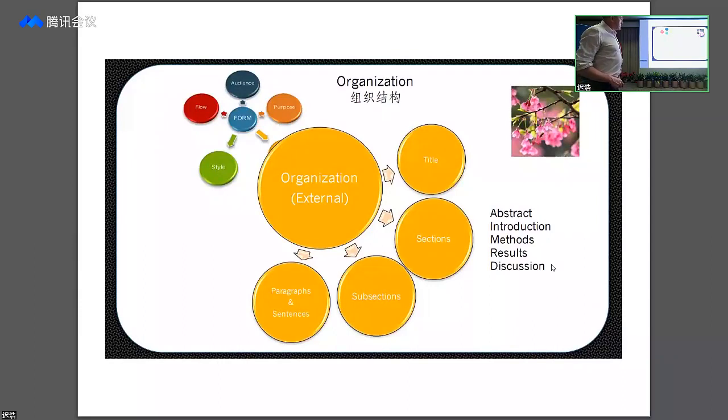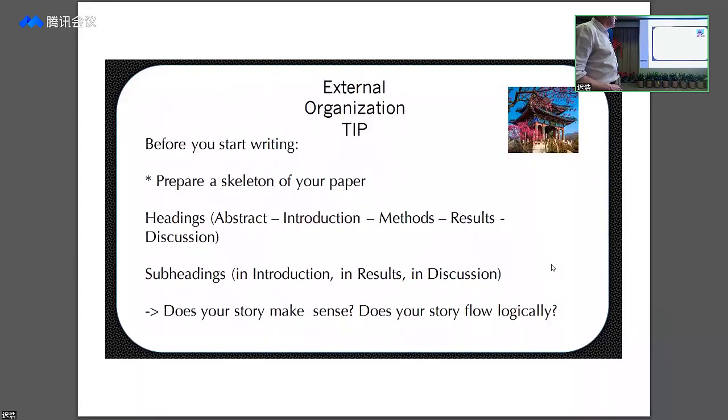There is, of course, also the external organization that is immediately clear. Yeah, you have sections, you have subsections, you have paragraphs and sentences. Yeah, so without going into any further detail, I just want to give you a tip before you start writing. Yeah, so many of you have this question. I don't know how to start with my writing. So let me give you a tip that is related to the external organization.